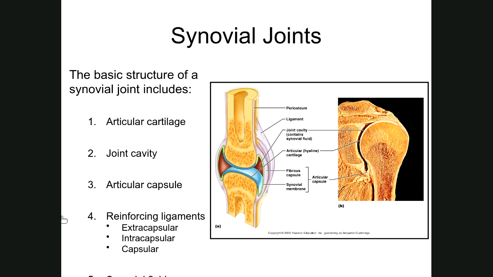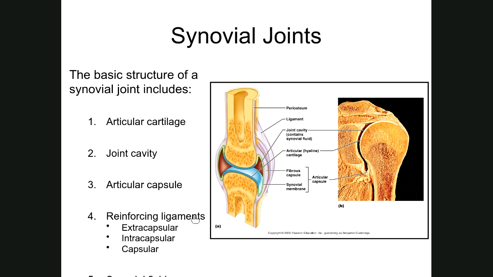There's a couple of other things associated with synovial joints that I want to mention. So synovial joints have what's known as the articular capsule. It's represented in green in this diagram. This is a capsule that's just kind of forming the wall of the joint cavity. It's also attaching these two bones to each other.